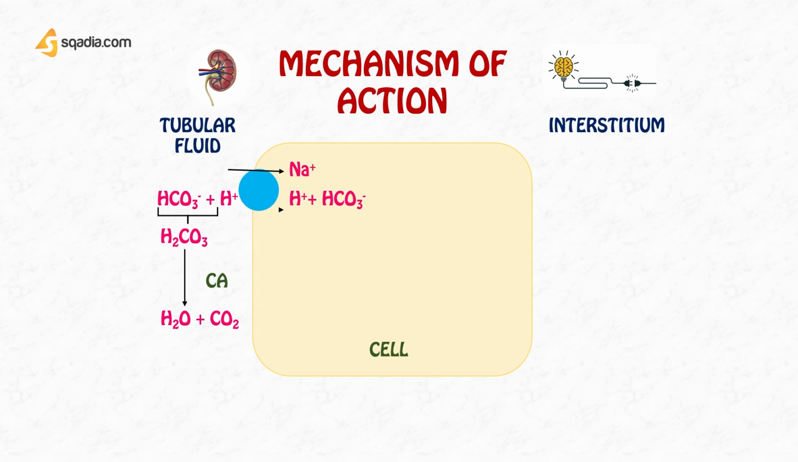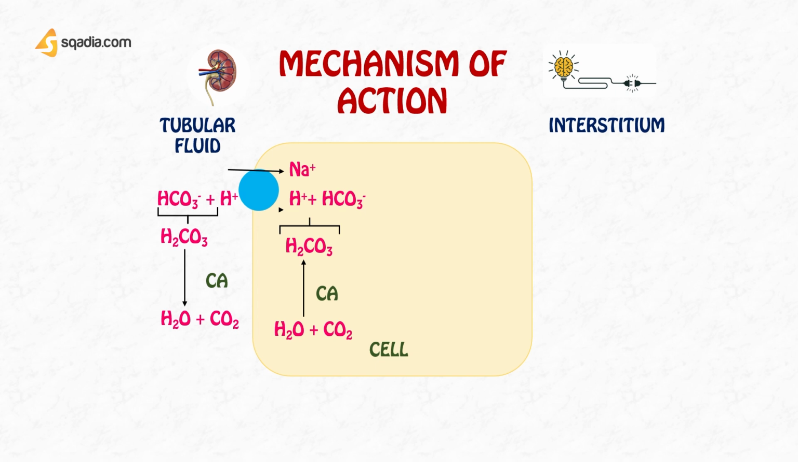The cell is not permeable for bicarbonate ion. So nature has given this enzyme which will convert the bicarbonate to carbon dioxide, and then carbon dioxide and water will easily diffuse into the cell. Inside the cell again there is a carbonic anhydrase enzyme present, which will convert them back into carbonic acid, and this carbonic acid is going to dissociate into hydrogen ion and bicarbonate ion. So this is how bicarbonate will enter inside the cell.